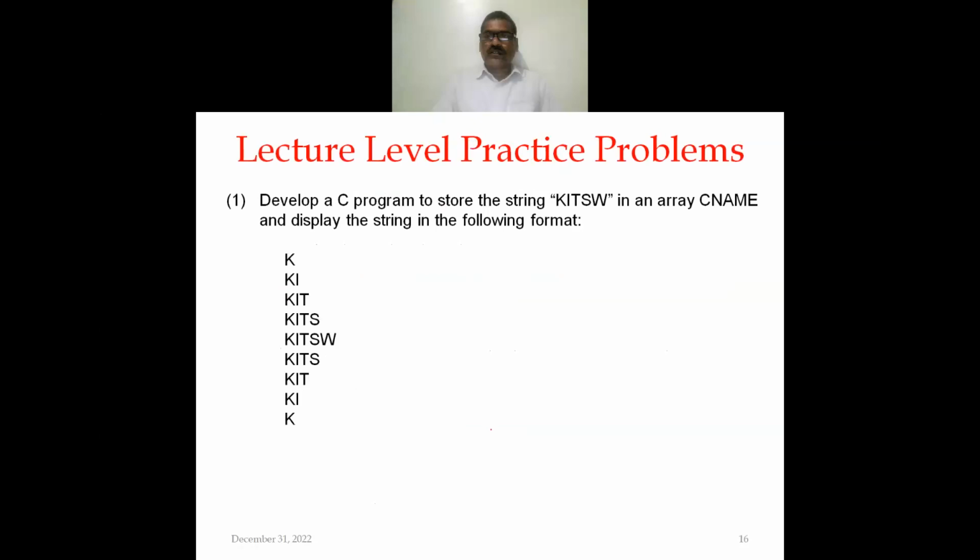So coming to this lecture level practice problem: develop a C program to store the string kidsw in an array c name and display the string in the following format. This is how the format looks. First it will display one character, next two characters, then three characters, then four characters, then kidsw, and then in decreasing order. Just make use of a loop with the printf function with a field width, as well as the percentage specifiers with printf. You can make use of that.